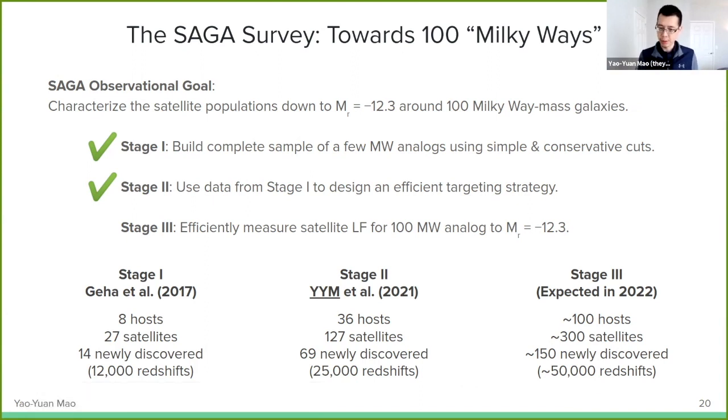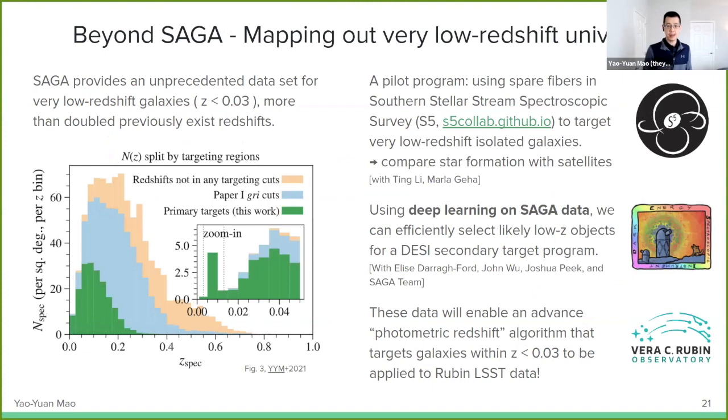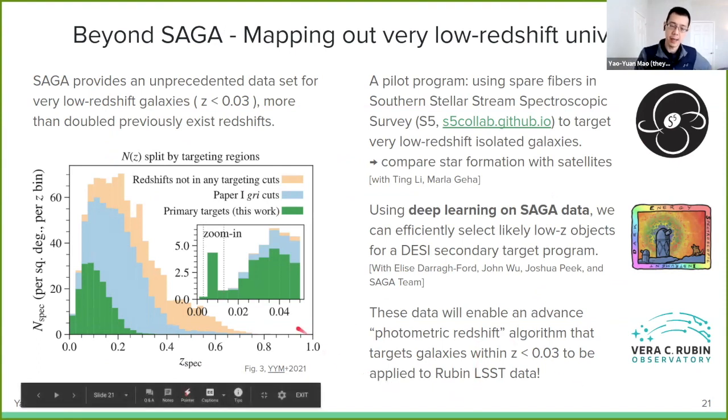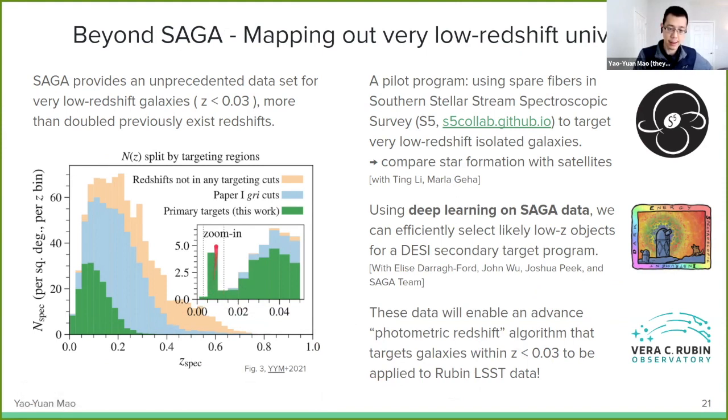Currently, we don't plan to expand the SAGA survey. So the SAGA survey will come to completion by the end of this year when we reach 100 hosts. But it's good to think about what goes beyond the SAGA survey. In particular, as I mentioned, we have tons of redshifts collected in the SAGA survey that serve as practically training data for the very low redshift universe, because the SAGA survey is focusing on redshift of about 0.1. This is the redshift distribution, and this is where the SAGA satellites lie.